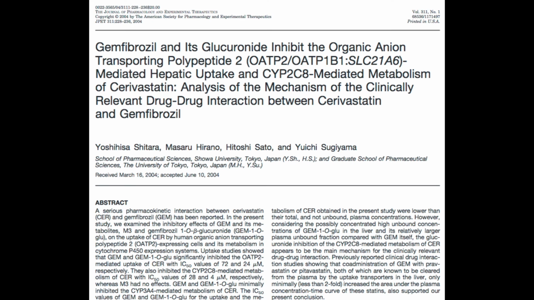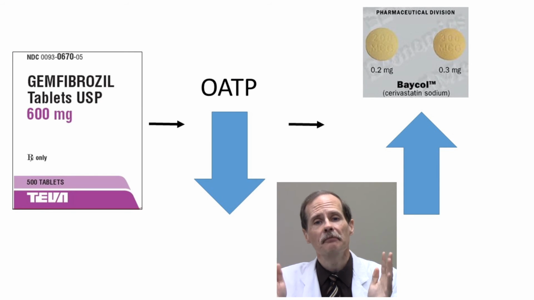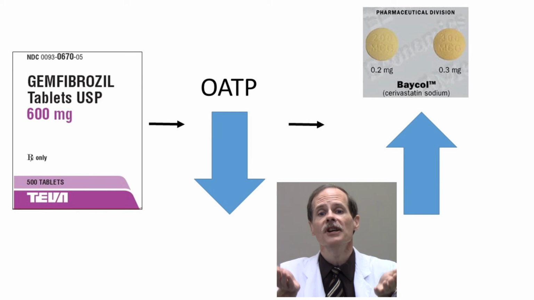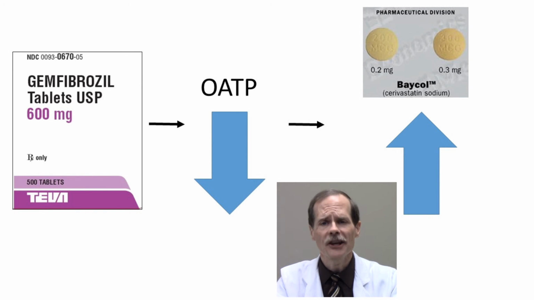While some of the problems may have been due to cytochrome P450 interactions, it was also discovered that gemfibrozil was a potent inhibitor of the organic anion transporting polypeptide that moves cerivastatin from the blood into the hepatocyte. This may have caused cerivastatin to build up in the blood, putting the patient at increased risk of rhabdomyolysis.